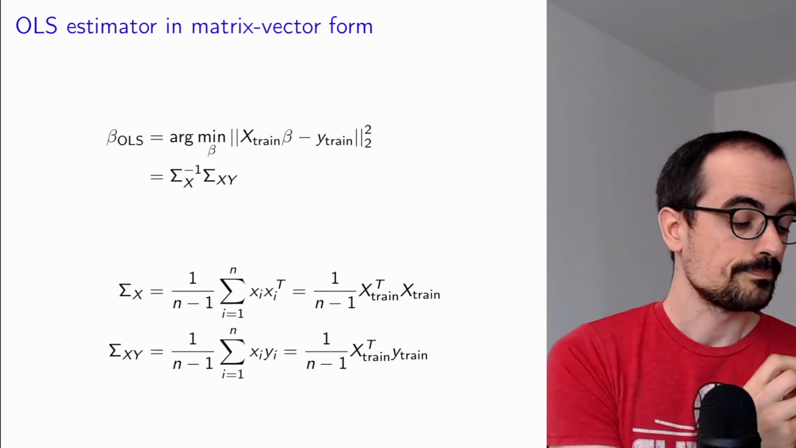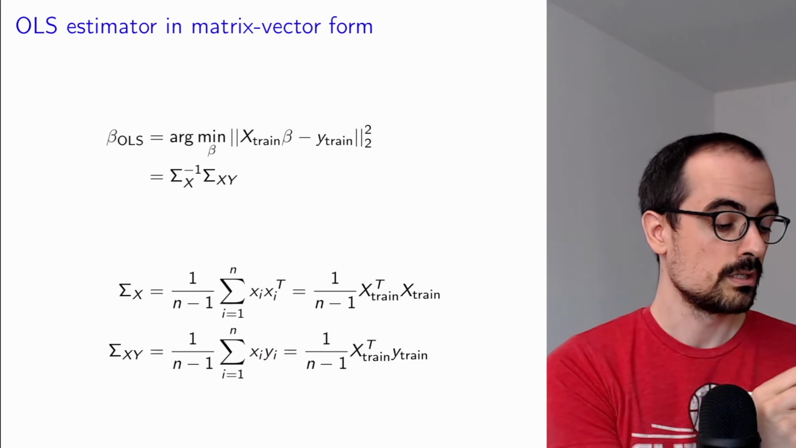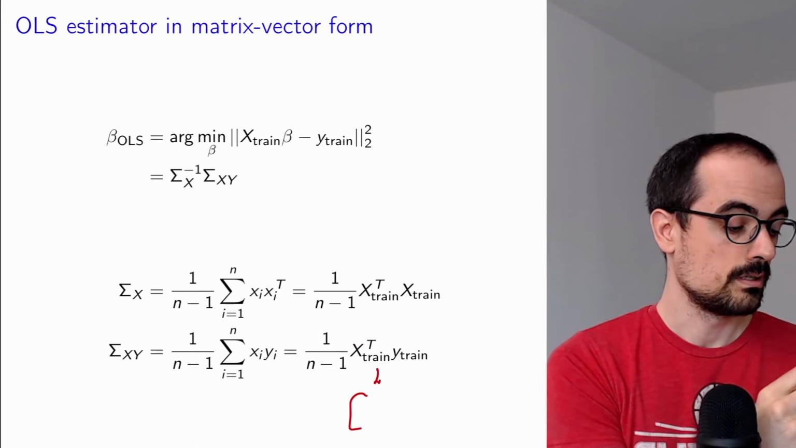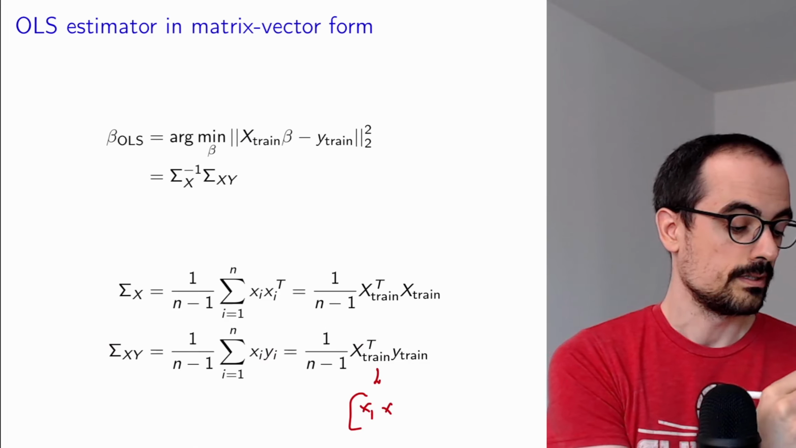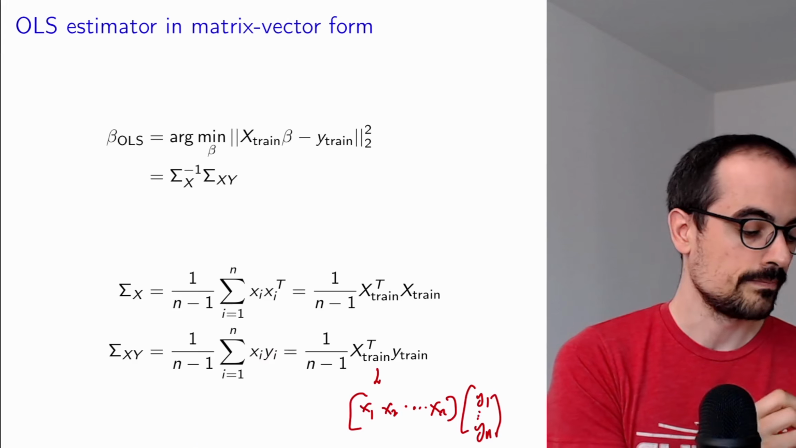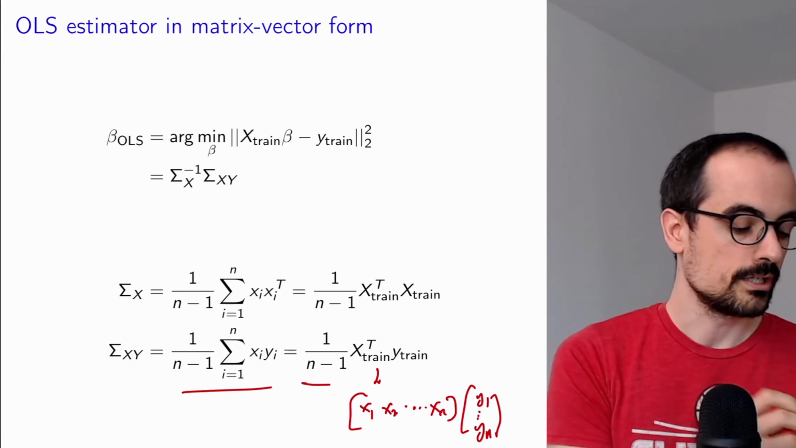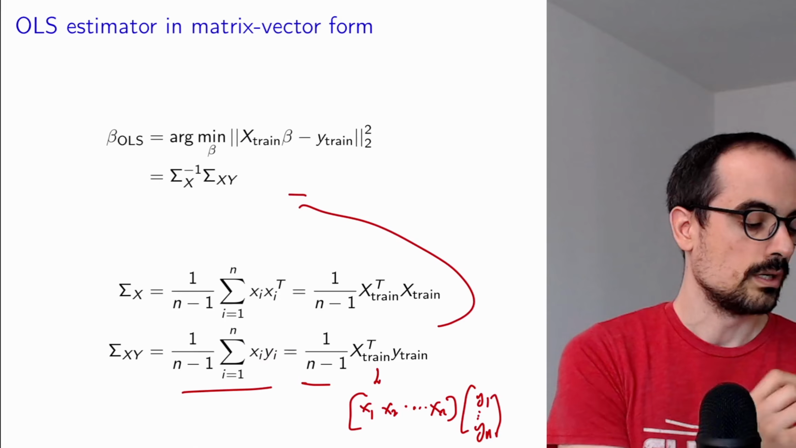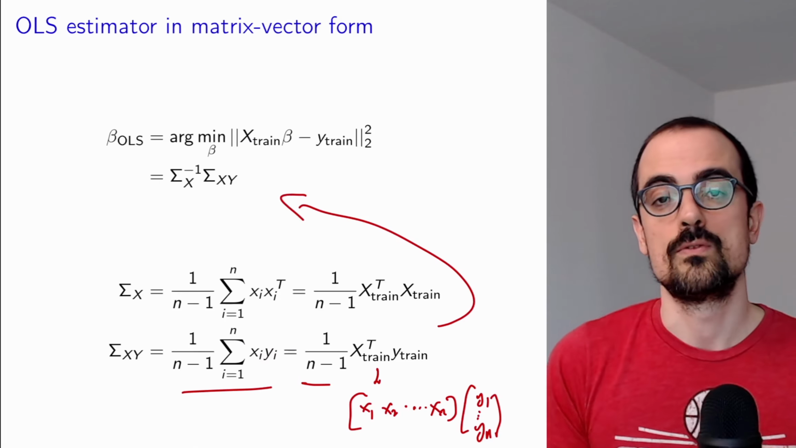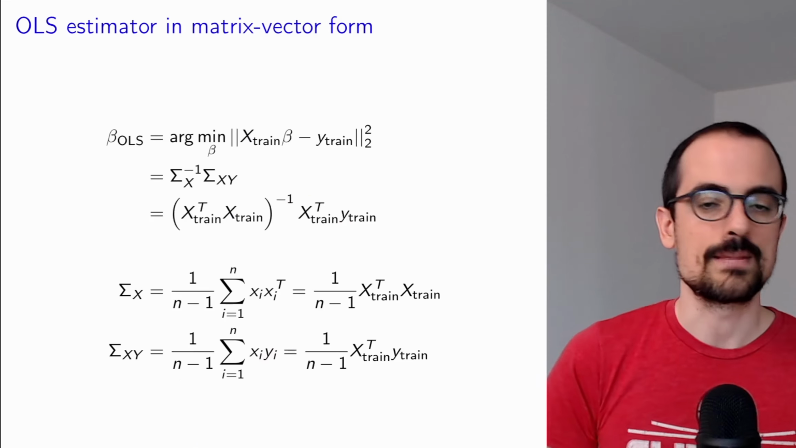Very similarly, if we look at the sample cross covariance between the features and the response, because this is now of this form, the transpose of the design matrix looks like that. If it hits the response vector, we get exactly this expression, and then we have to divide by n minus 1. So now we're going to plug this into our closed form for the OLS coefficients, and this is what we get. You might be wondering where the n minus 1 went.